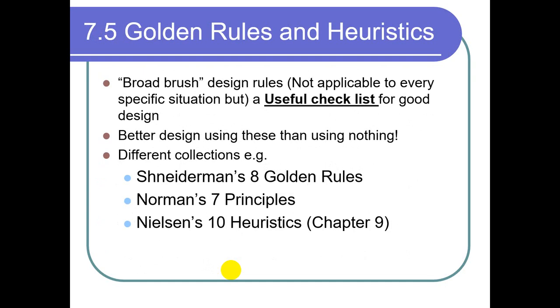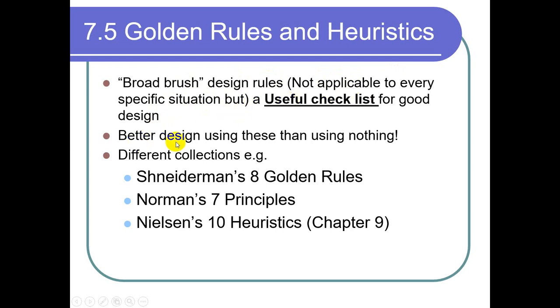Where we have many rules and heuristics, it normally says that these rules are broad brush design rules. That means these are not applicable to every specific situation, but these are a general checklist. There is a useful checklist for good design. If I have 7, for example, rules or 7 heuristics or 7 principles, whatever, it says that maybe it will not apply to every aspect, but you have 7 points to check whether your design is following them or not. If your design is following those points, that means your design is at least following some guidelines, some rules, some heuristics. So it is better that you use those. So again, broad brush design rules, not applicable to every specific situation, but helpful as a useful checklist for good design.